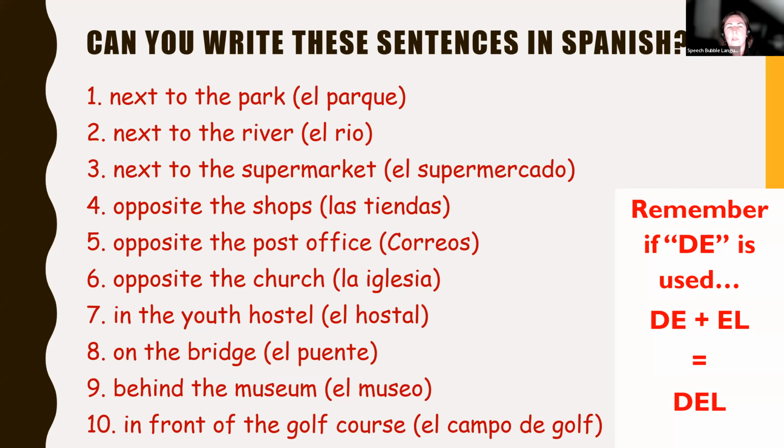And if you were in a town and you didn't know if there was a church, you would say, hay, is there? Hay una iglesia aquí. Because it is a "one" here. And they would tell you. So you get three different ways of asking for directions to something.